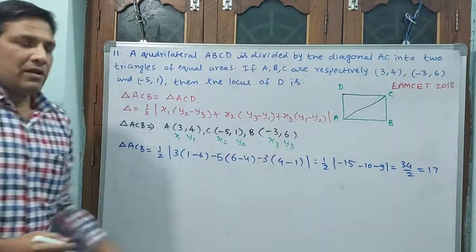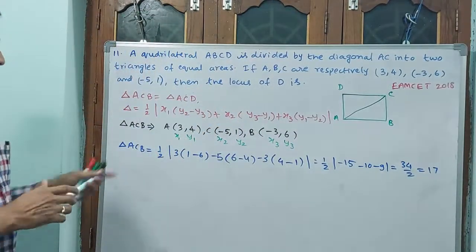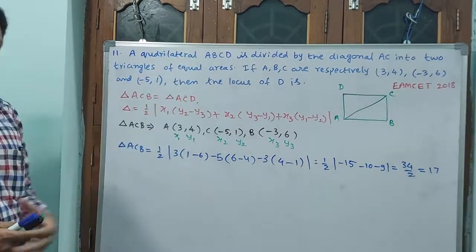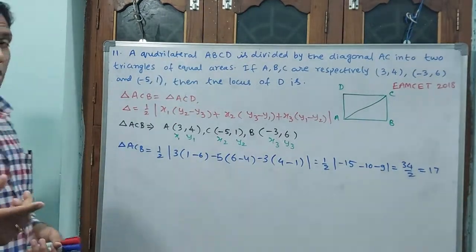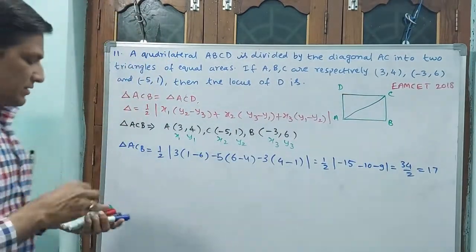Is it okay? Because it is a modulus, that is why it is going to become 17. See, delta ACD is 17. Both are equal, which means delta ACD should also come 17. But how are you going to calculate ACD? Because point D you don't know, only AC you know.